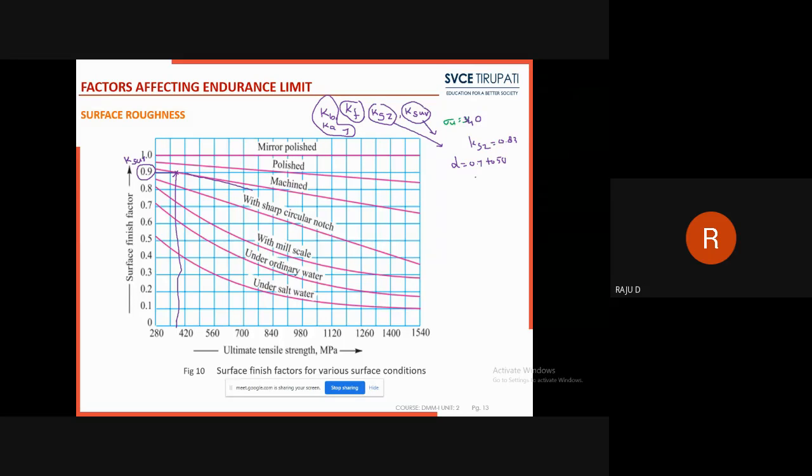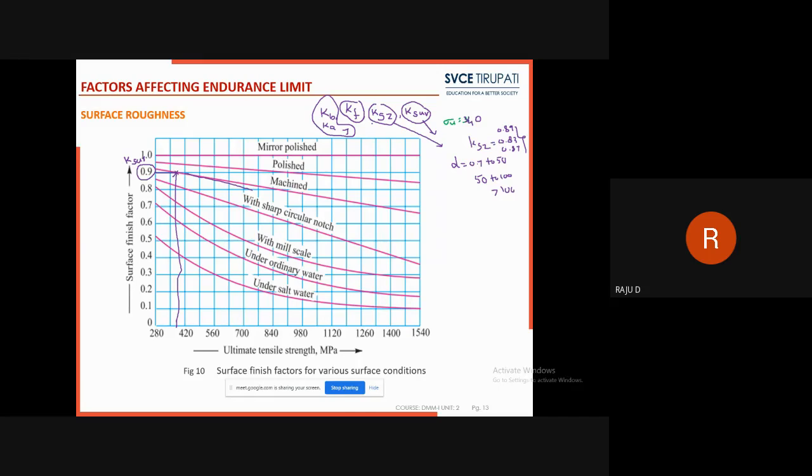If the diameter value is 50 to 100 mm, the K size factor value is 0.87. If the diameter value is more than 100 mm, that size factor value is 0.89. Okay, these are three values you have to remember while you are solving the problems. There is a K surface value and a K size value.